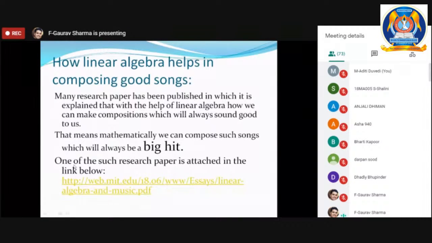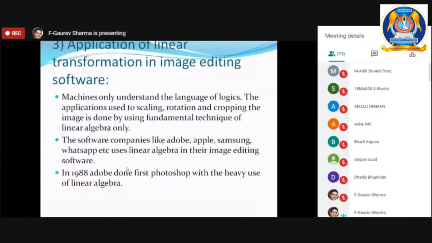One of these research papers is attached as a link. I have taken this research paper from MIT, the Massachusetts Institute of Technology, America, and I have put this link here so that you can view and see how it works. It is a big paper of, I think, 5 to 6 pages. You can read this paper and you will have a good idea of how it works. Let us move to the next application.